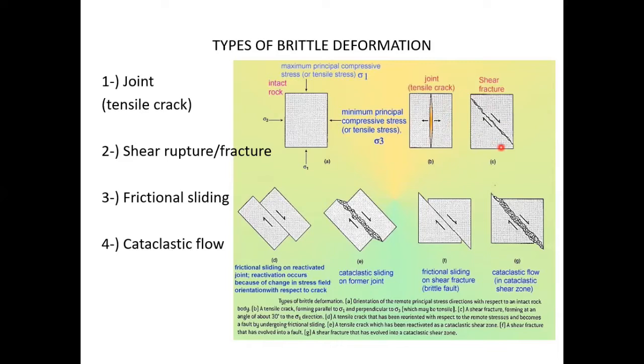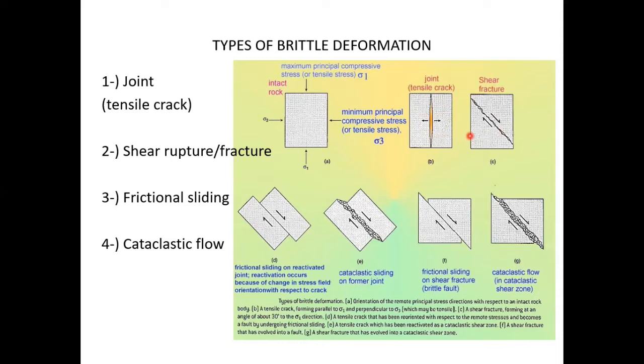And this is an example of shear fracture. Because of the shear stress acting along the plane, there will be some sliding and some offset. So faults are one type of shear fracture, basically. And the difference between joints and shear fractures, if you compare these two, is that joints will not produce any displacement or offset. It's not like a fault plane.